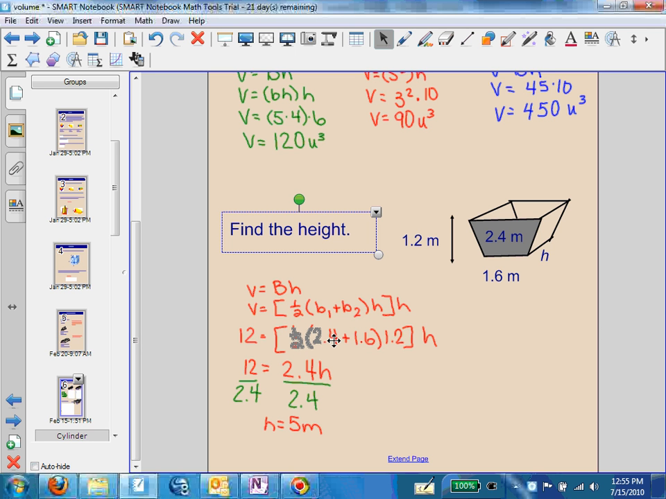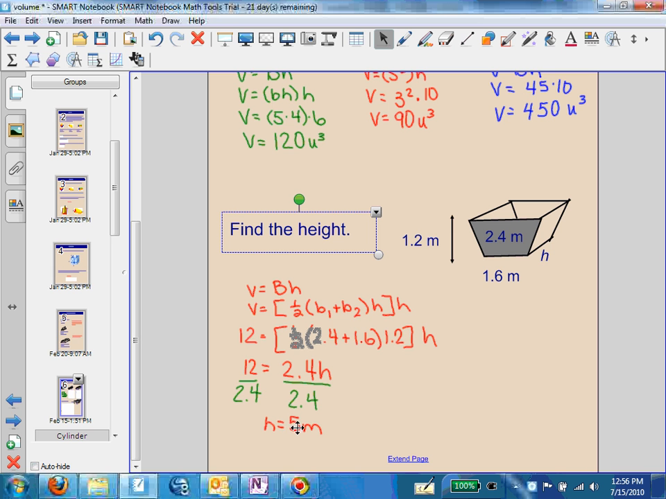So these numbers, the 2.4 is the top parallel line in my trapezoid, 1.6 is my bottom parallel line in my trapezoid, 1.2 is my height, the perpendicular distance between those two lines. And apply all that in my calculator, and I get 2.4 h equals 12. I divide both sides by 2.4, and h equals 5.